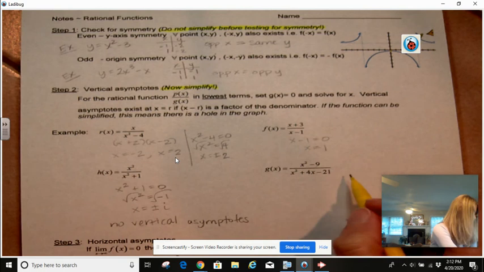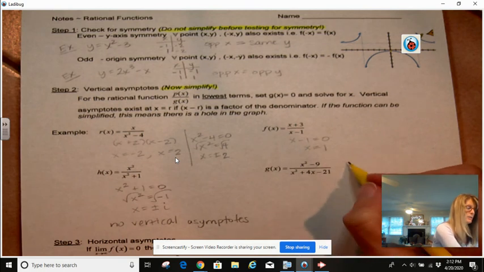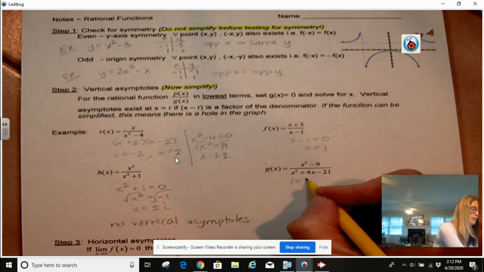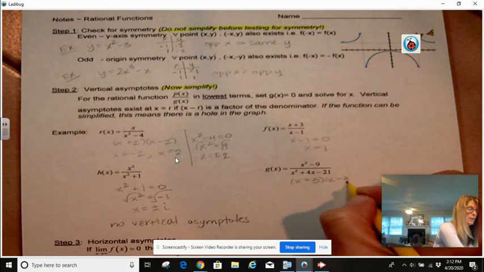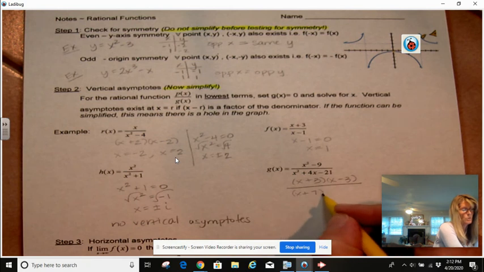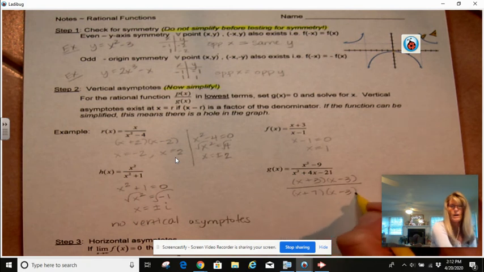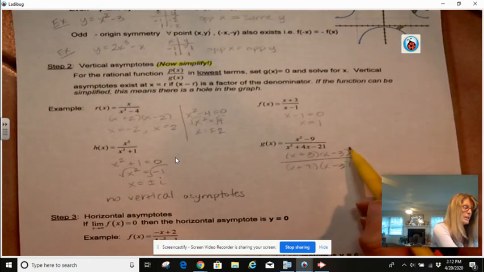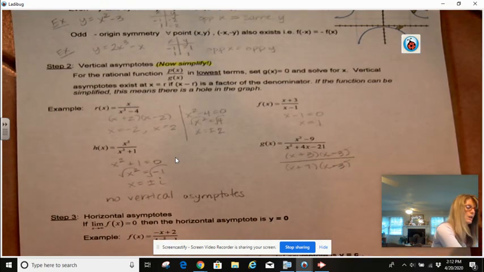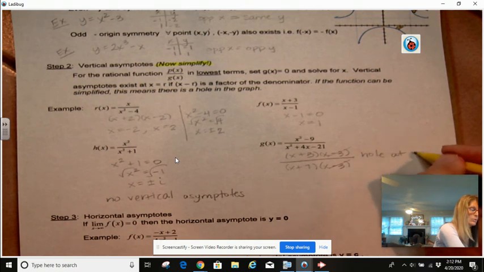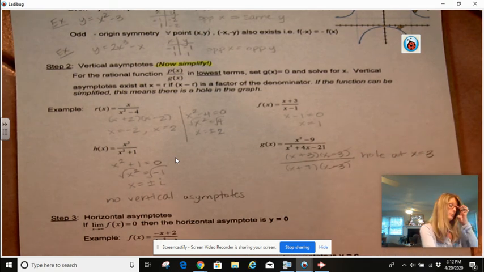All right, next one. So if we factor, this time we can factor both the numerator and the denominator. The numerator is a difference of squares. The denominator, two numbers that multiply to give you -21 and add to give you +4. And you can see here that we can simplify. So this would produce a hole at x equals 3, not an asymptote.